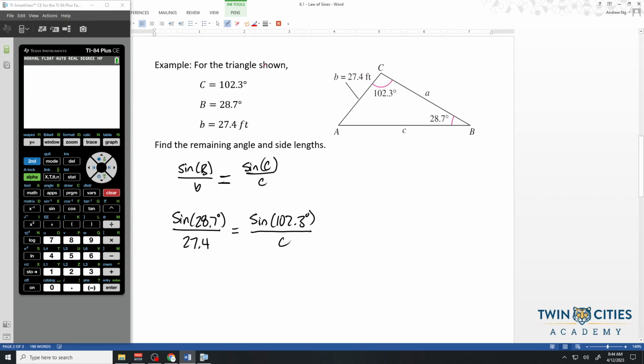All right, we are going to solve for c here. That's the only unknown out of these four. So let's cross multiply. That's going to give me c times the sine of 28.7 degrees is equal to 27.4 times the sine of 102.3 degrees. All right, solving for c, we're going to divide both sides by the sine of 28.7 degrees.